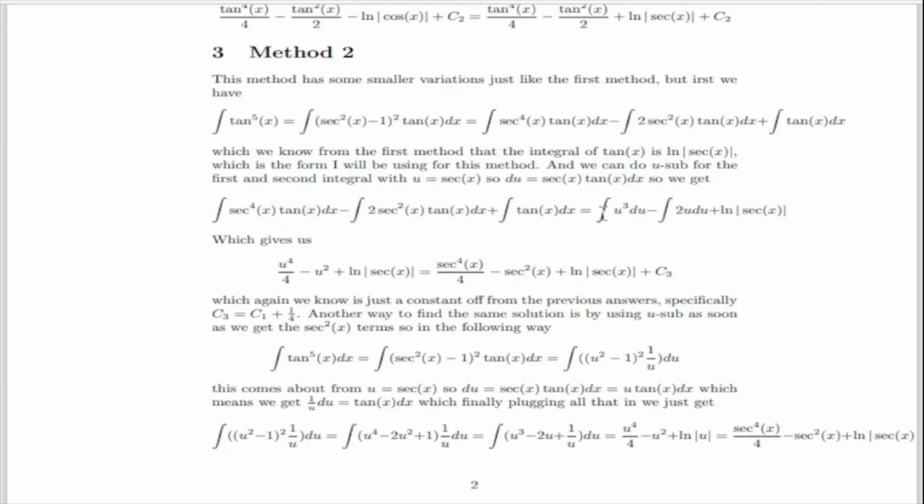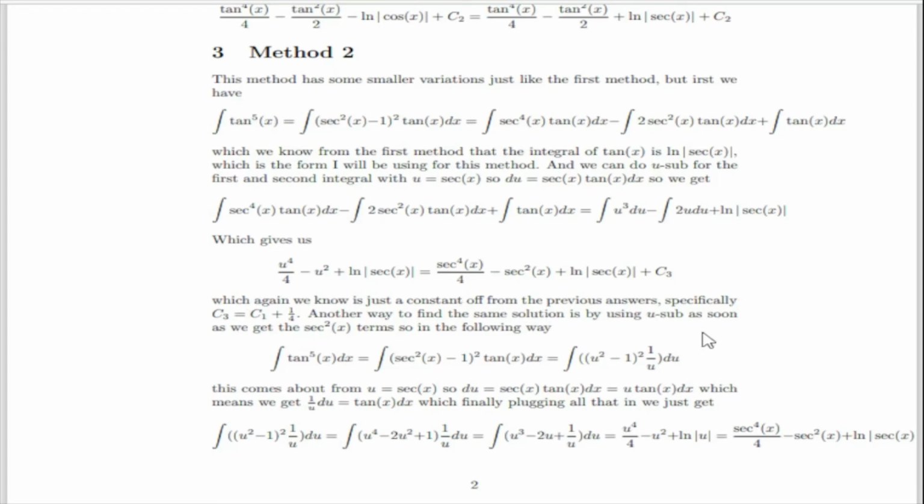Which would give us the integral of u cubed du minus 2u du plus ln of the absolute value of secant of x, which overall would give us u to the fourth over 4 minus u squared plus ln of secant of x. When you're plugging in u equals secant of x, we get secant to the fourth of x over 4 minus secant squared of x plus ln of the absolute value of secant x plus c3, which again, we know is just a constant off from the previous answer. Specifically, c3 equals c1 plus 1/4.